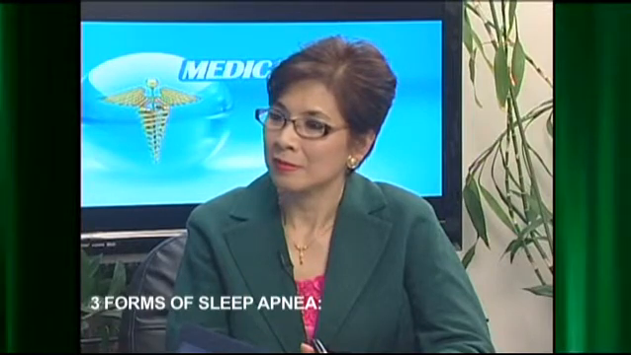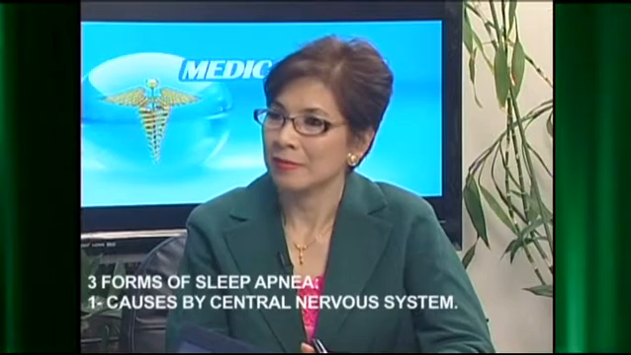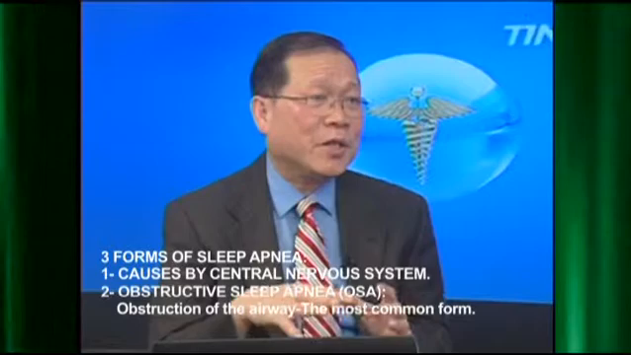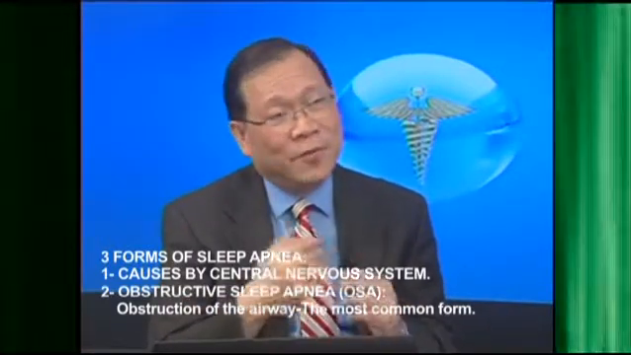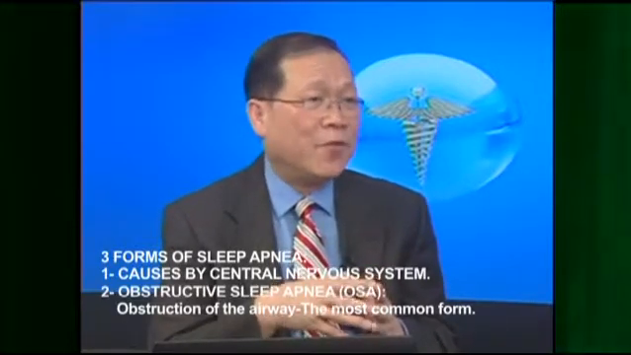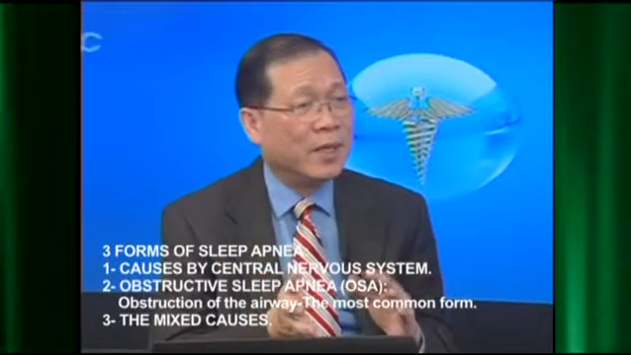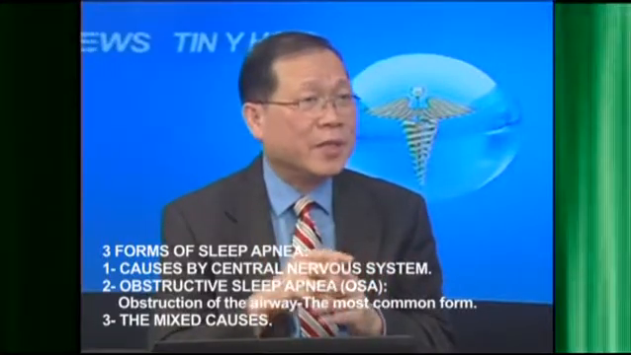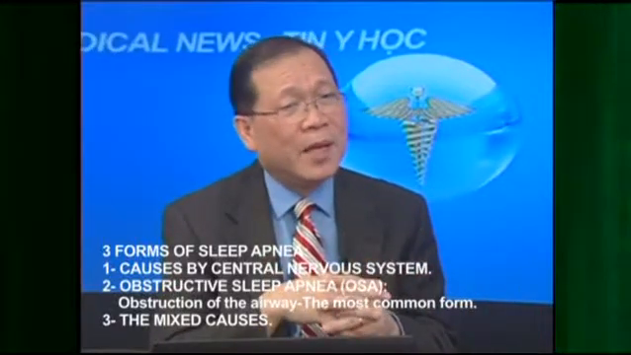Therefore, we have three forms of sleep apnea. The first one is an abnormal disturbance of the central nervous system, meaning a central cause of sleep apnea. Very rare, only about 0.4% of the cases. The most common form we call obstructive sleep apnea. Obstructive means obstruction of the airways. This is the most common form of sleep apnea, usually about 84% of the cases. And the rest of the cases are the mixed one, the combination between the central cause and the obstructive cause of the respiration. So this is the overall picture of sleep apnea. But today we just focus on sleep apnea caused by obstruction, which we call obstructive sleep apnea.